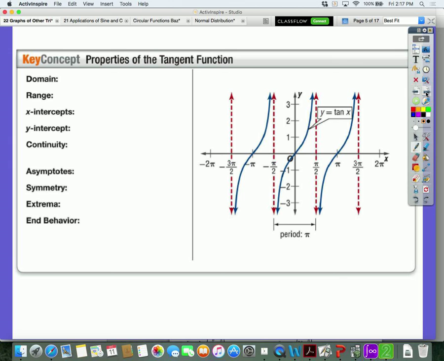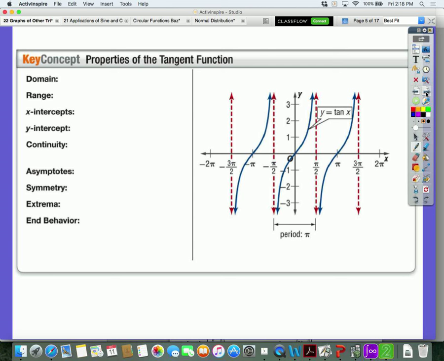If you recall from your problem of the day a while ago, we actually graphed tangent the same day that we graphed sine and cosine in our Pi notebooks. Looking at this graph of tangent, we can figure out some of these specific properties.